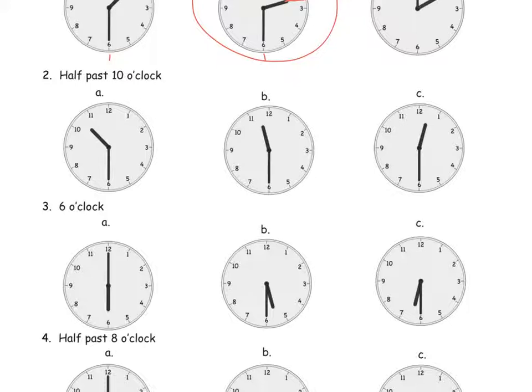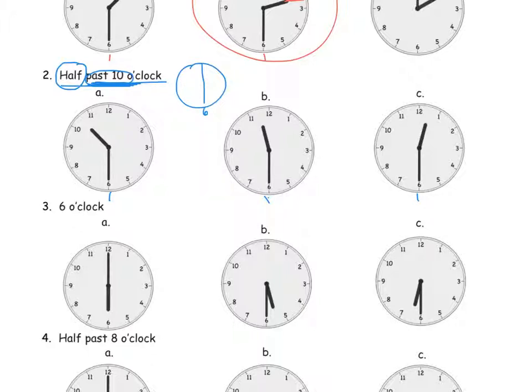When I look at number 2, I see it says half past 10 o'clock. So I'm looking for the minute hand to be halfway around and the hour hand to be past 10 o'clock. And again, halfway around, half past, the minute hand will be at the 6. And then the hour hand will be just past 10 o'clock. So when I look here, I see that the minute hands are all pointing at the halfway point.